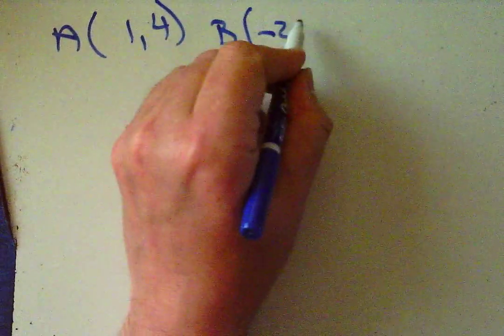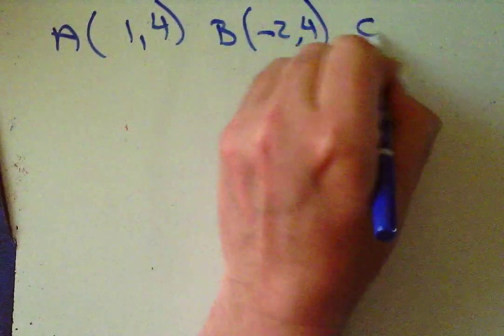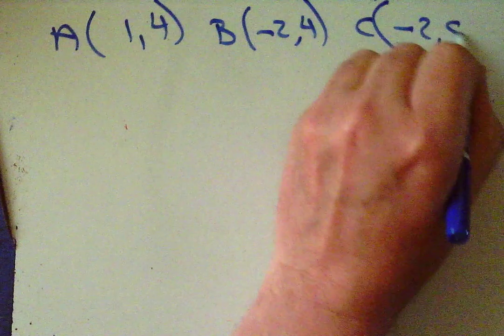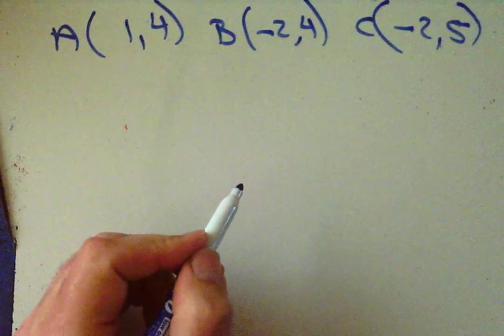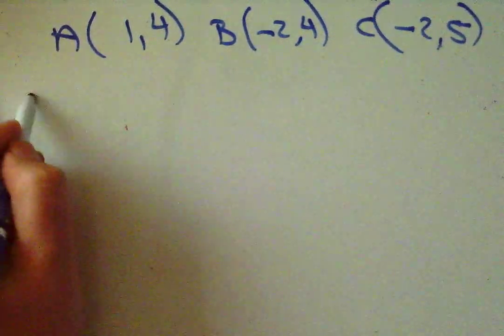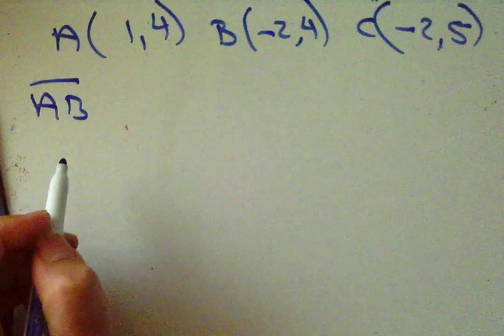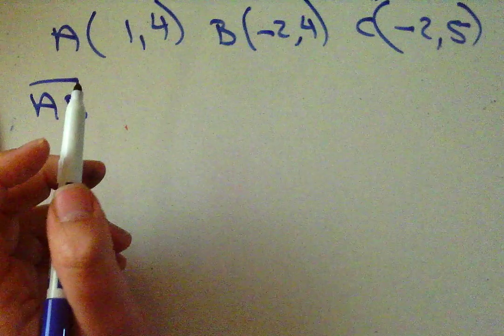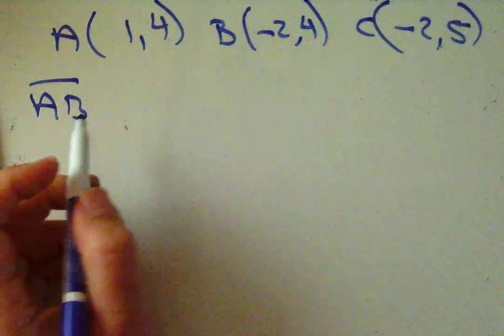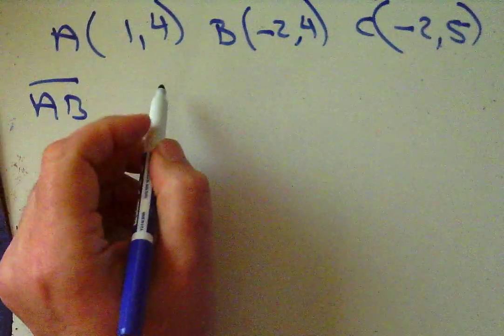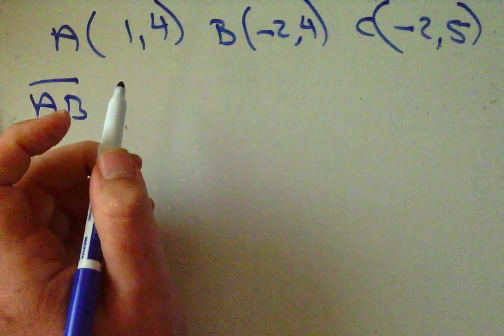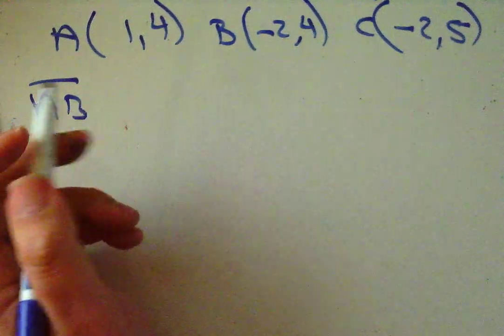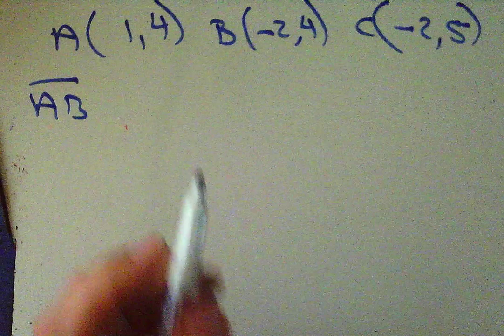I've got some ordered pairs here. A is 1, 4, B is negative 2, 4, and C is negative 2, 5. All right, I'd like to write the equation of line AB. Please write the equation of line AB. So, if I write the equation of line AB, I need slope, because whether I'm using slope-intercept form or point-slope form, both of those forms require a slope.